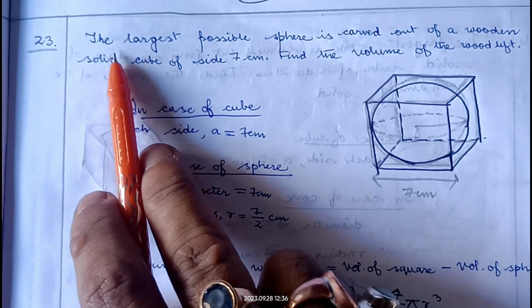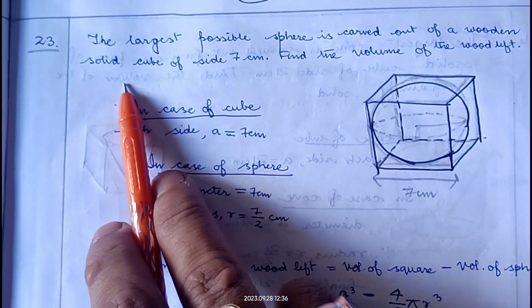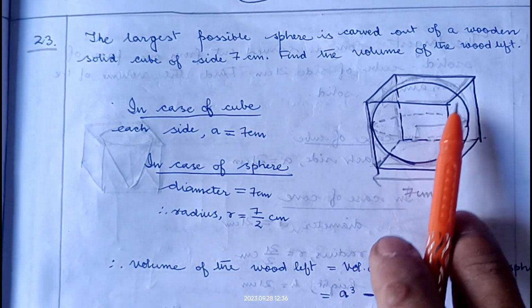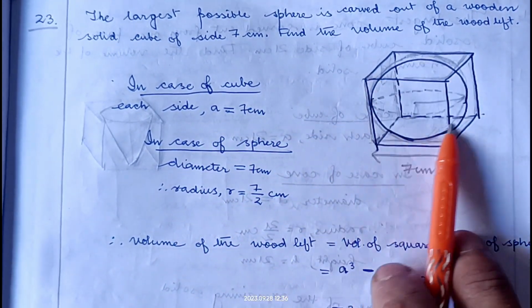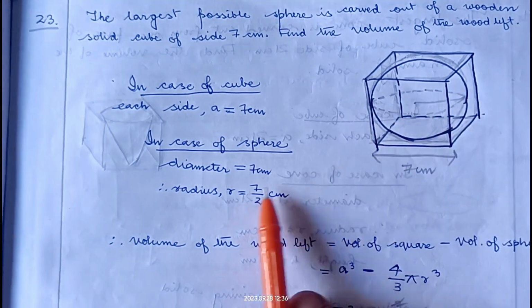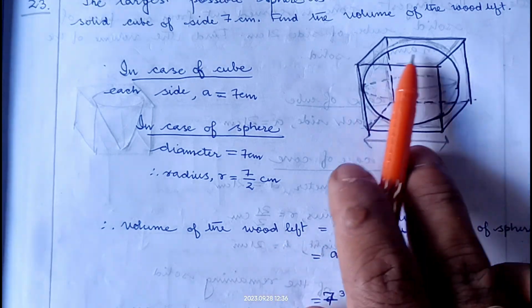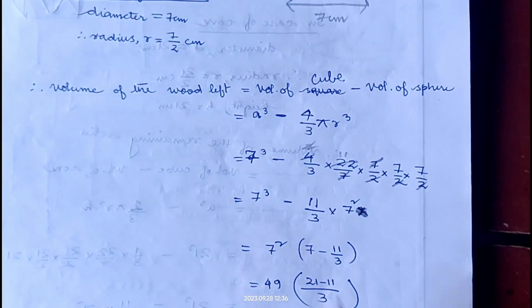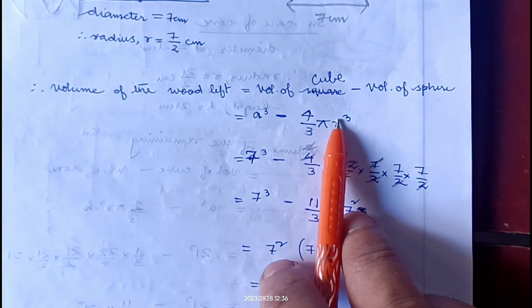Question number 23. The largest possible sphere is carved out of a wooden solid cube of side 7 cm. Find the volume of the wood left. Now here in case of cube, each side is 7 cm, and in case of largest sphere, diameter will be 7. Since diameter will be 7, radius will be 7 by 2. So volume of wood left will be volume of cube minus volume of sphere. Volume of cube is side cube. It will be a cube minus 4 by 3 pi r cube. This is the volume of a sphere.